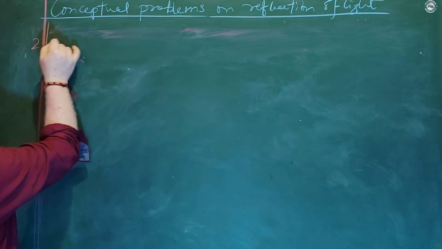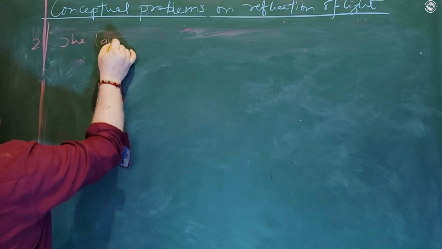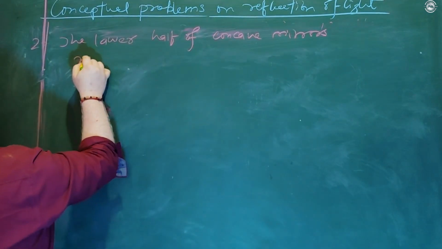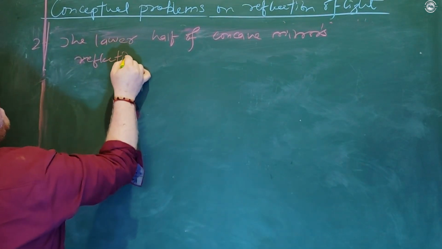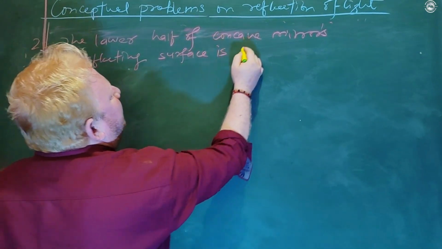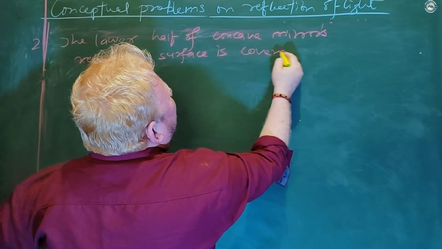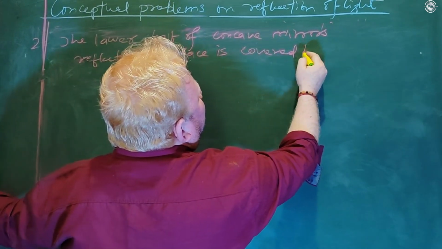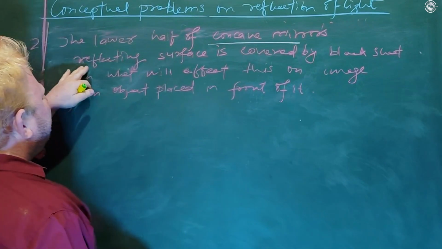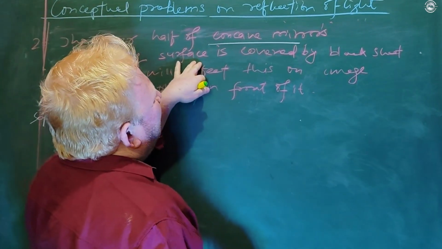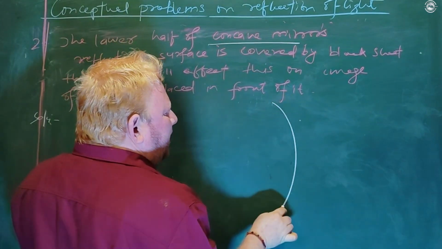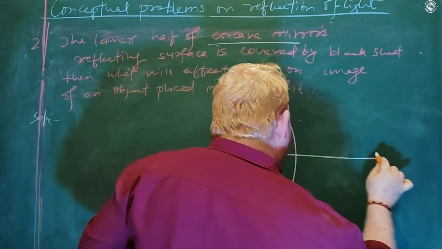Okay, so let us see the second question. Question number 2. The lower half reflecting surface of a concave mirror is covered. The half of the reflecting surface of the concave mirror is covered. Now let us suppose this is a concave mirror, right? This is a concave mirror.